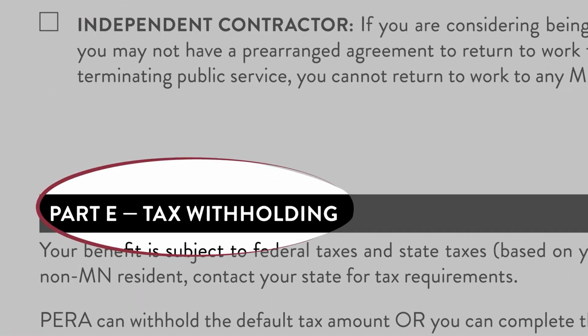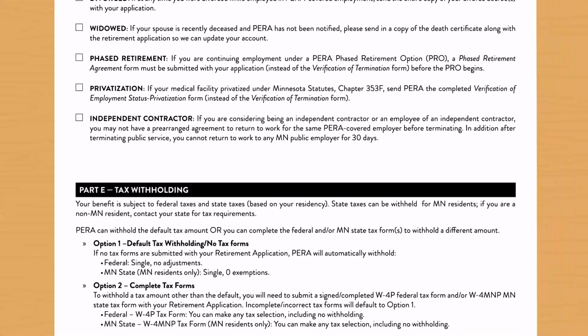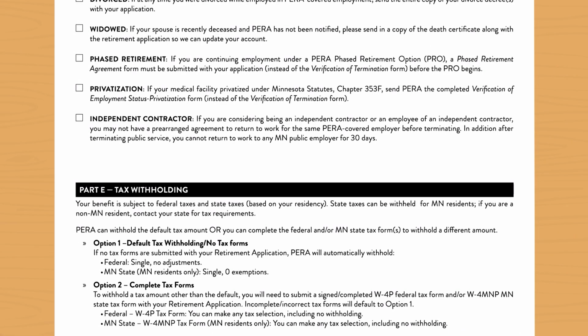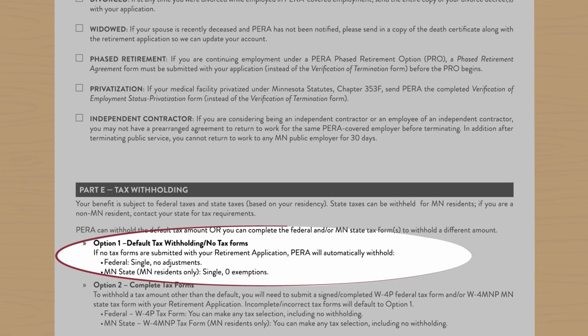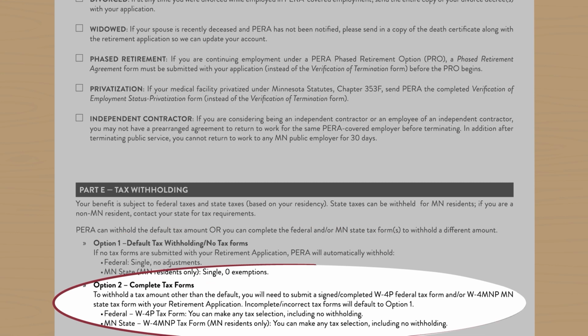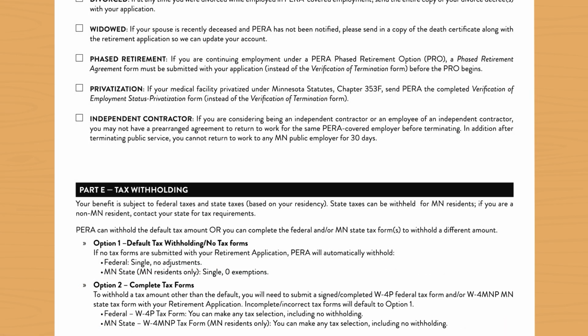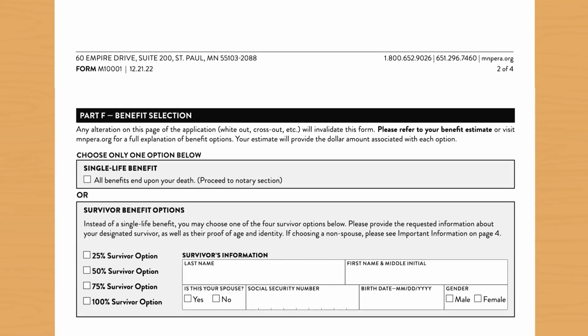Next is Part E, the tax withholding section. Your PERA benefit is subject to both federal and state income taxes. The only state PERA will withhold is Minnesota state income tax. If you have questions about other states' income tax withholding, contact that state. You have two tax choices. For Option 1, no tax forms are needed and PERA will withhold the default tax amounts. Option 2 allows you to choose your tax withholdings. You will need to complete the appropriate tax forms and include them with your application. Please note, PERA cannot provide advice about how to complete these tax forms. Consult a tax professional if you have any questions.